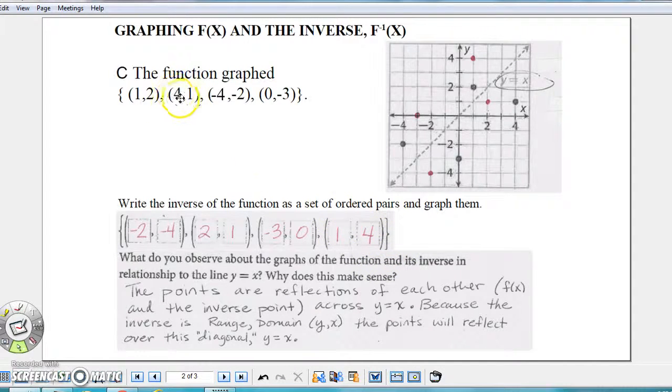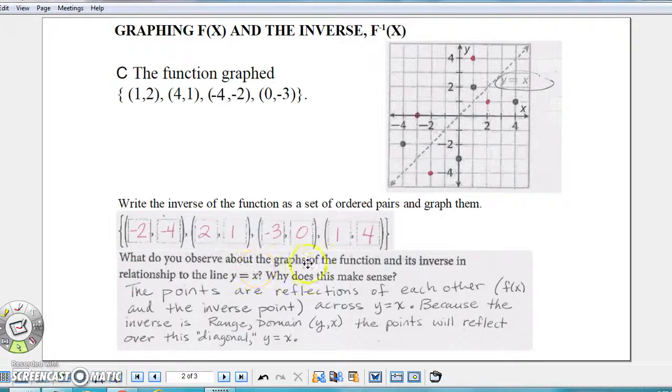The x-coordinate becomes a y-coordinate. Y-coordinate becomes an x-coordinate. Very simple. -4, -2. This is where I told you about the typo. So -4, -2, that was this point right here on the graph. Its inverse is -2, -4. That is right here, -2, -4. 0, -3. Its inverse is -3, 0. And that is it written.